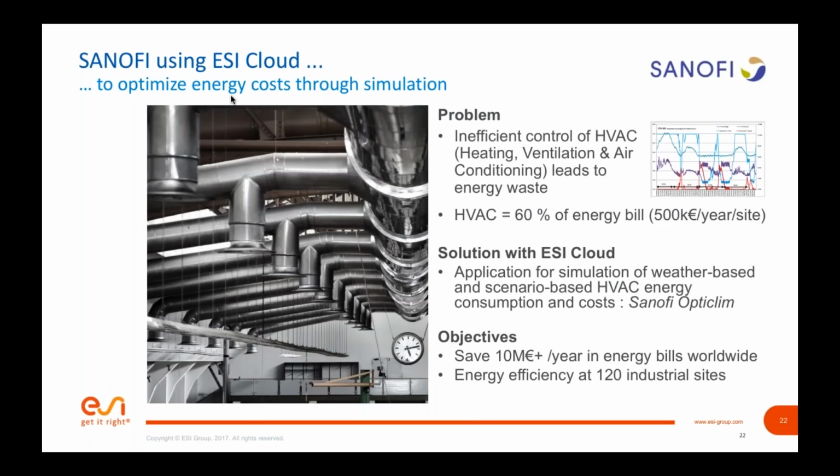The last example that I wanted to take is the one from Sanofi, a French pharmaceutical company, facing some problems in their factories on production lines. It's about energy consumption. They figured that energy consumption is mostly coming from HVAC, so heating, ventilation, and air conditioning. It's accounting for 50 to 60% of the cost. So it could be like $500,000 a year, just because of the HVAC.